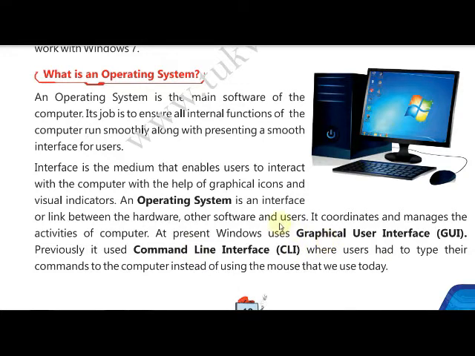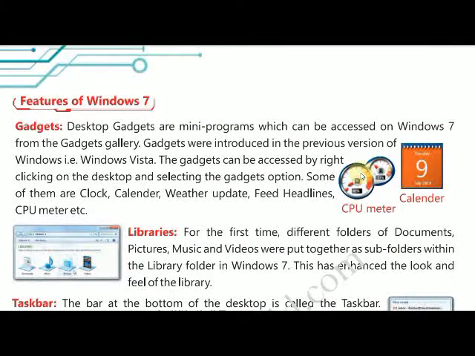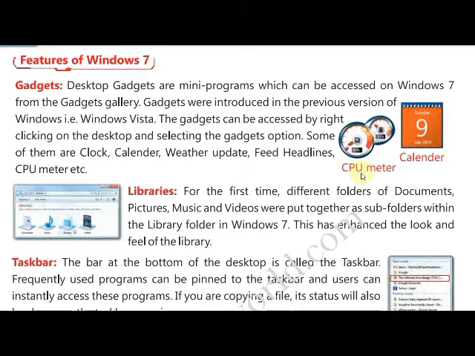Now after the Windows operating system, our next point is the features of the Windows 7 operating system. In this point we are going to learn some plus points or features of the Windows 7 operating system. So here we have some features.